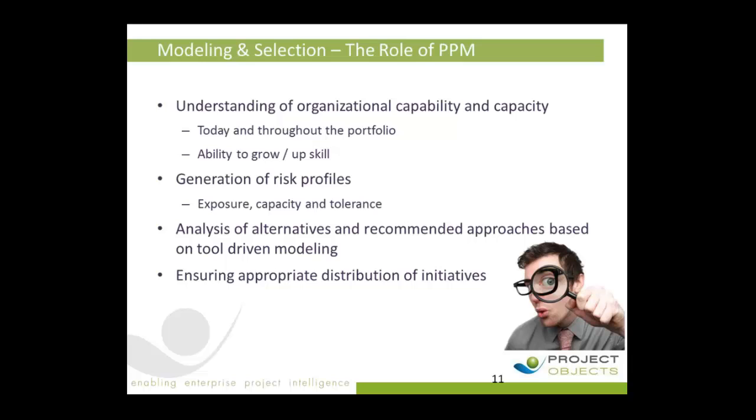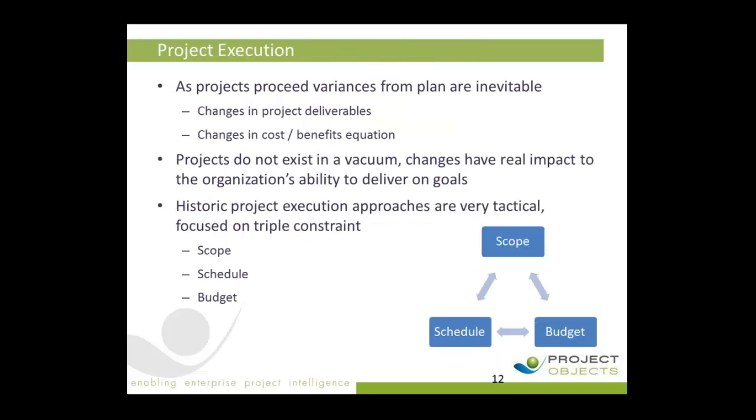Once that's done, then we can start worrying about project execution. This is obviously the point where most projects start, but in reality, this is where we actually start doing the execution work instead of planning work. It's a shift for portfolio management, but a lot of the work has already been done at this point. As projects go forward, obviously there's going to be variances from plan. The best plan in the world is still only a plan. It's going to be wrong.